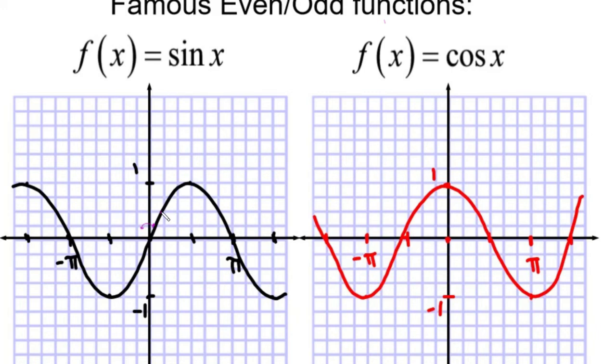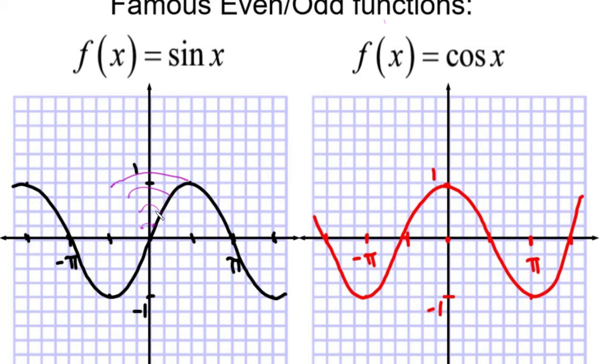flips over here, this value flips over here, this value flips over here, this value flips over here. If this was a reflection over the y-axis, then the graph would show up here. It would lay on top of itself. But it does not. It's not here. It's down here, right? So this is not an even function.